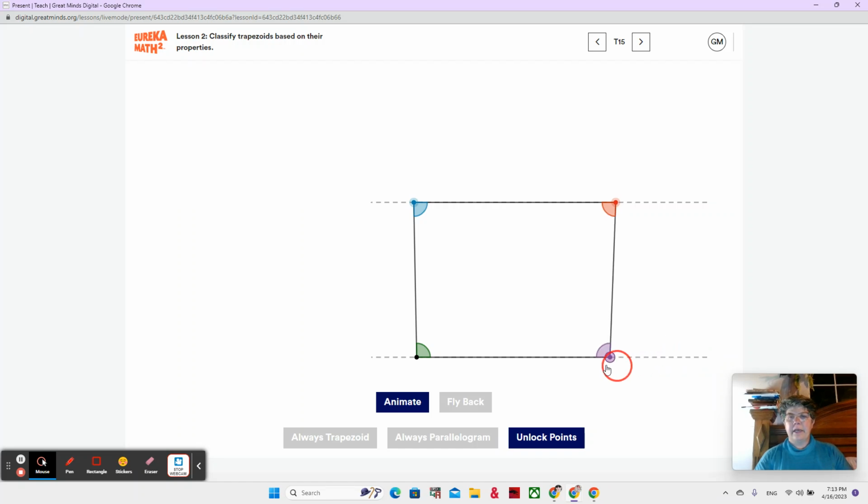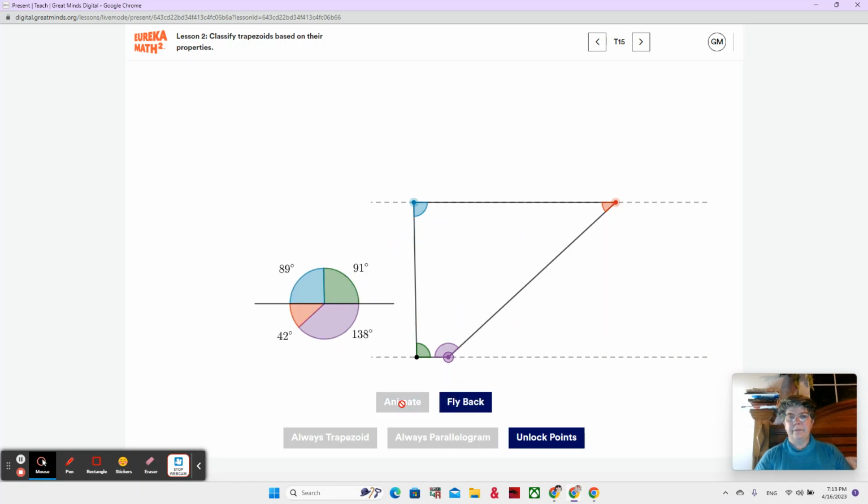Okay, now let's try something like this. We still have two parallel lines here. Let's animate it. And there you see, it doesn't matter. The bigger we make this one, the smaller this one is going to be. And these two are almost right angles. Isn't that pretty cool?